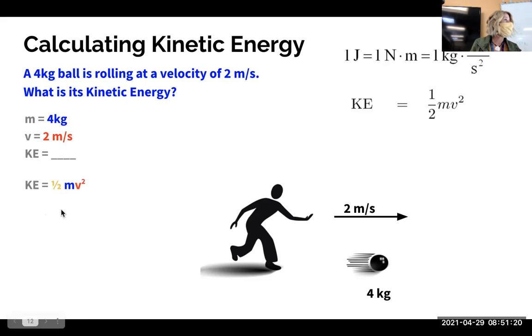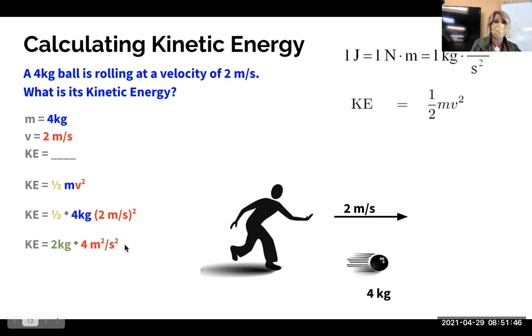So now I have my formula, I can go ahead and plug in my known values. So I have the mass and the velocity, which is going to be squared. And here's my 1/2. All right, so I color coded it. So yellow plus blue makes green. If I multiply my 1/2 times 4, I get 2 kilograms. And then I square my 2 meters per second, and when I do that, I get 4 meters squared over seconds squared.